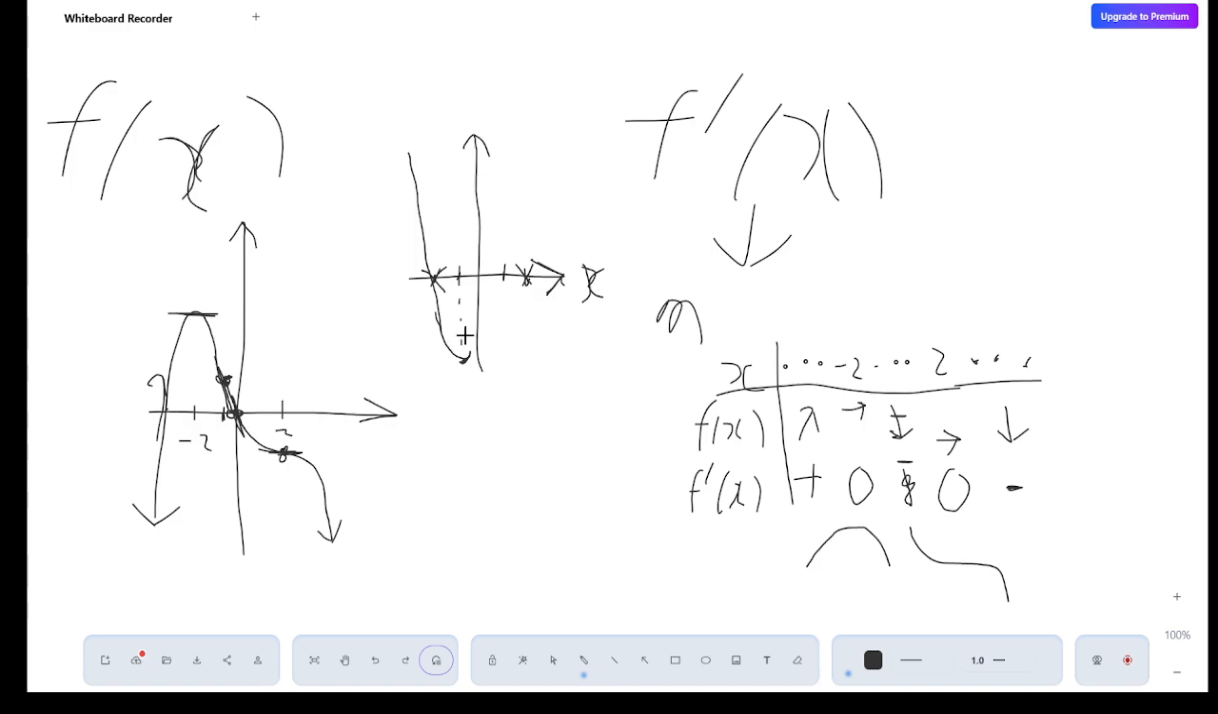And now, at x equals 2, you may be wondering how it would look if it was a stationary inflection point. When a stationary inflection point occurs, f prime of x will equal 0. But also, f double prime of x will also equal 0. So you may be wondering, what will it look like?